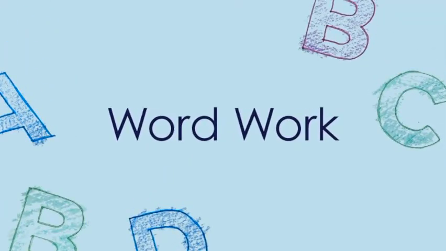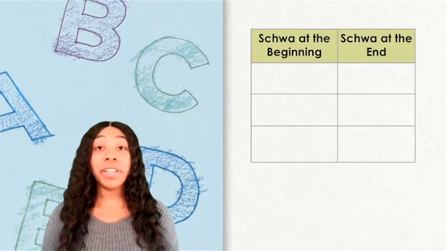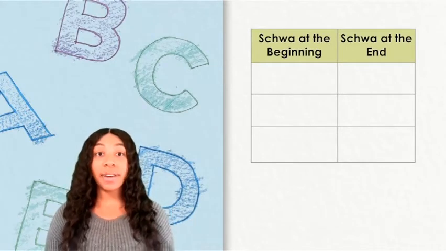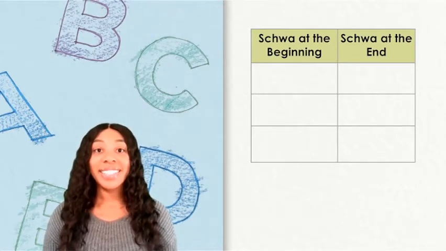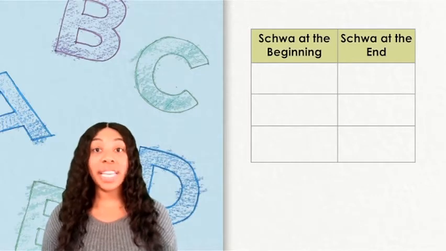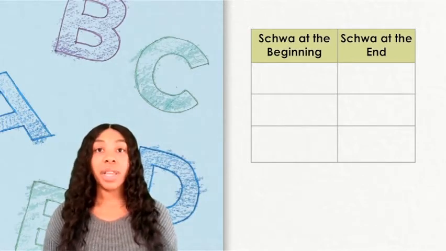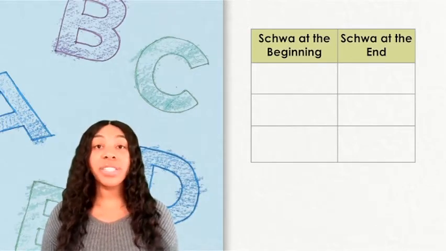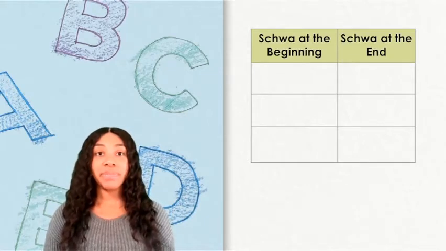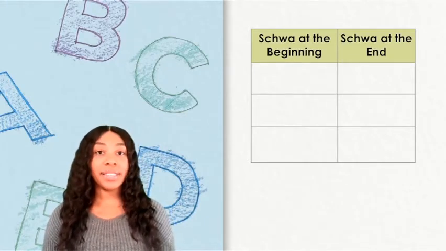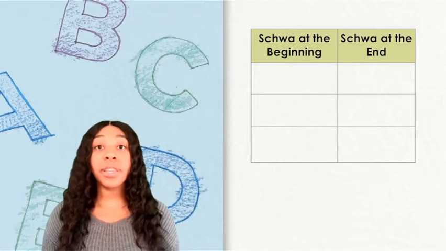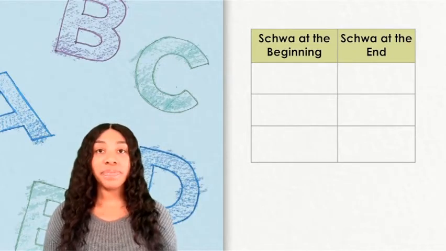Word work. We've been working with words that have the schwa sound spelled with the letter A. Today, we will practice reading and spelling these words. We can sort them by where the schwa sound is in the word, at the beginning or the end. Let's read words and sort them into these categories.